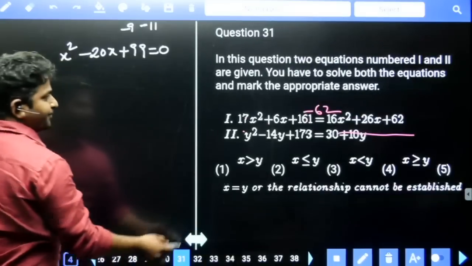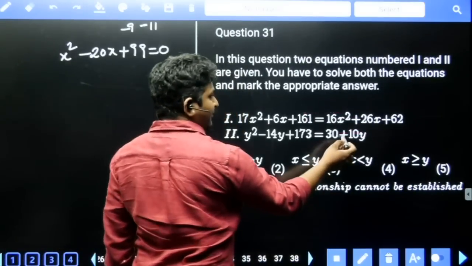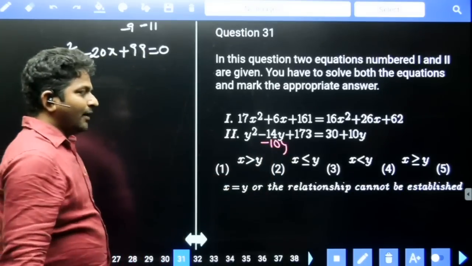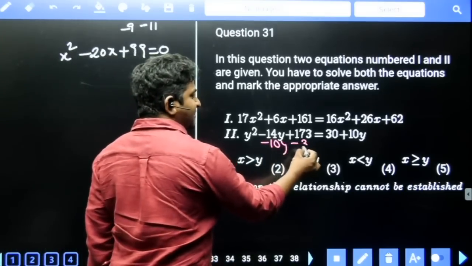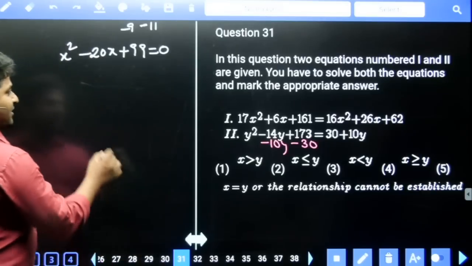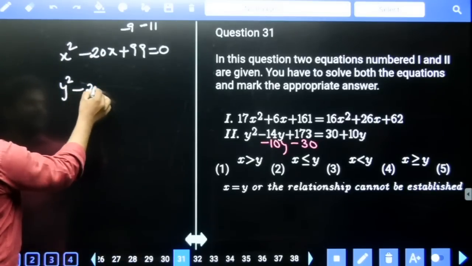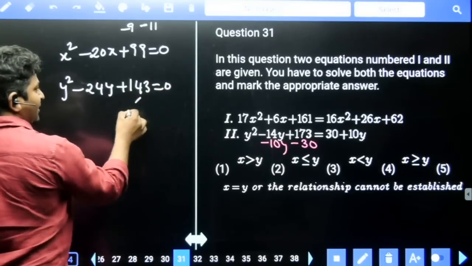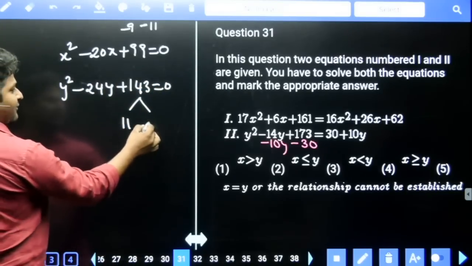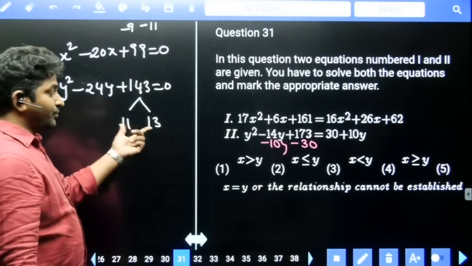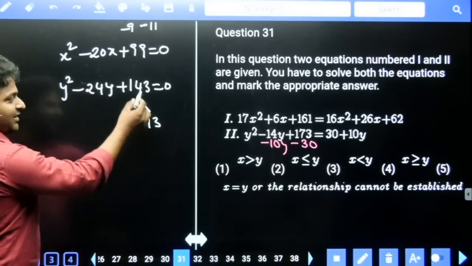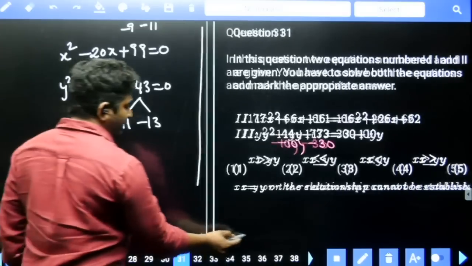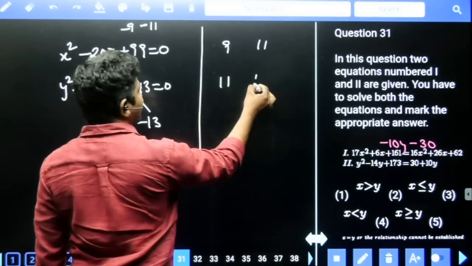Next, for y, here we have plus 10y. When it comes to left hand side, that becomes minus 10y. Plus 30 comes to left hand side, becomes minus 30. So the entire equation becomes y square minus 24y plus 143 is equal to 0. Remember this number? This is the product of the first two distinct prime numbers. 11 13s are 143. 11 and 13, minus 11 minus 13, that is minus 24. Then factors are plus 11 and 13.